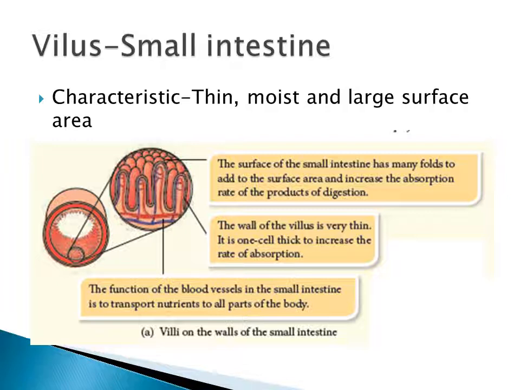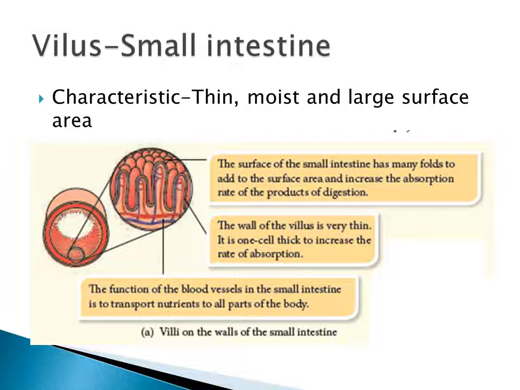So this diagram is from the textbook. You can see there it's like a finger-like projection. It has many folds. These folds allow it to have a larger surface area, and this increases the absorption rate of the products of digestion. The wall of the villus is also very thin. It is 1 cell thick to increase the rate of absorption.